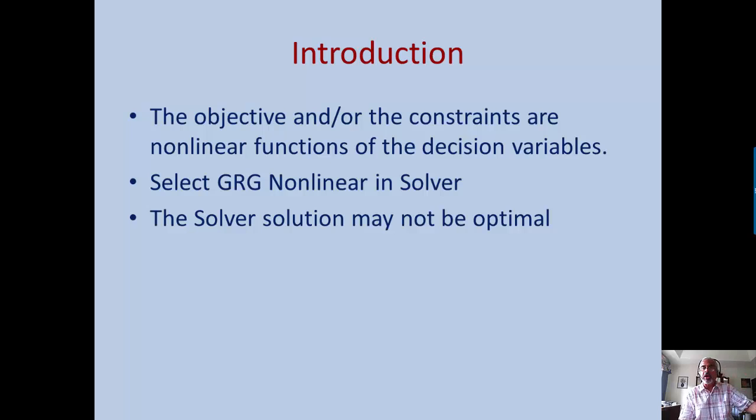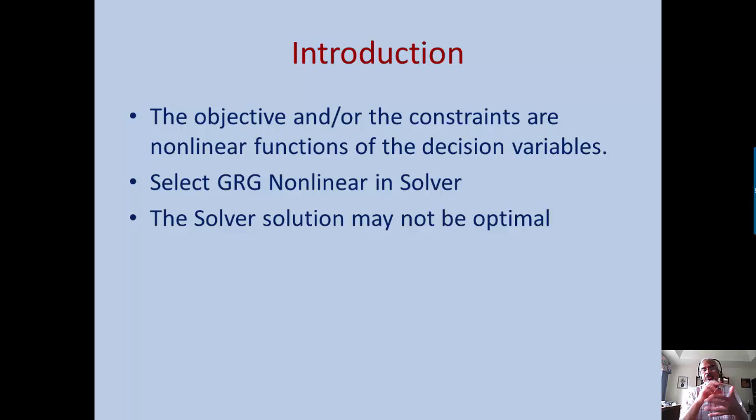So for linear programming, the objective function and all the constraints needed to be linear functions of decision variables. Now, even if any one of these, either the objective function or any one of the constraints, is a nonlinear function of the decision variables, then a linear programming model cannot be applied. So you cannot select Simplex LP in Solver. So you have to select GRG Nonlinear in Solver.